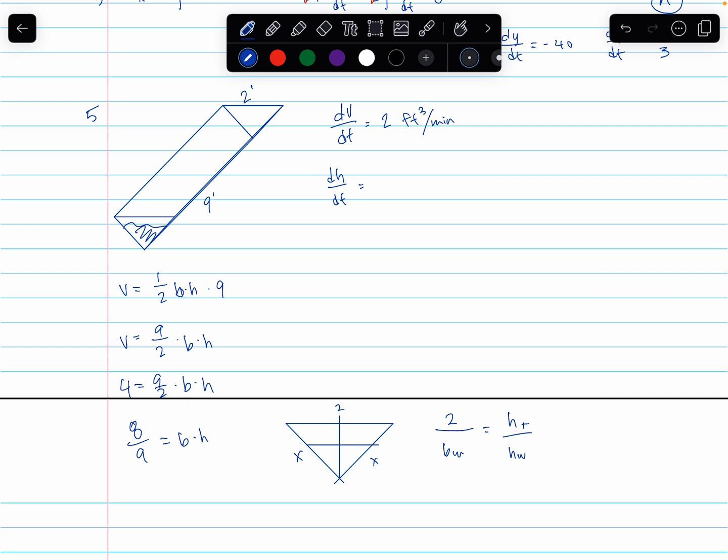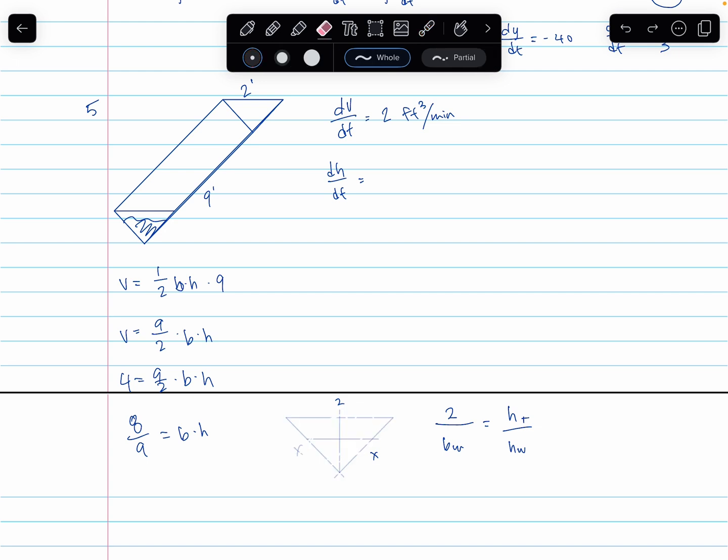I know that the volume is equal to 9/2 times the base times the height. Right here. T is equal to 2. Okay. Let's see.